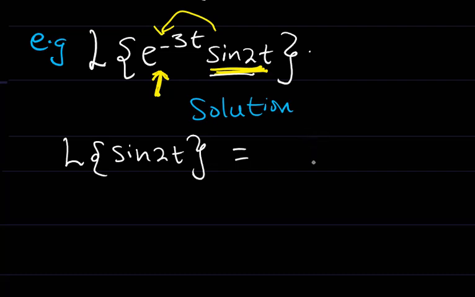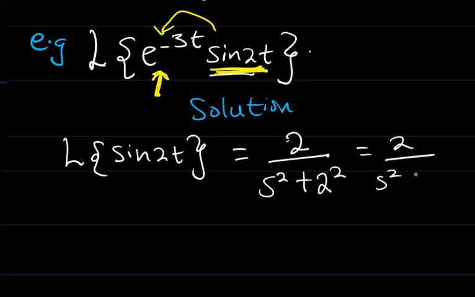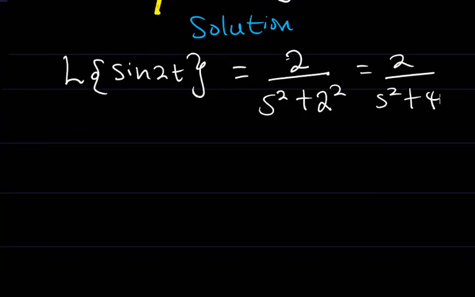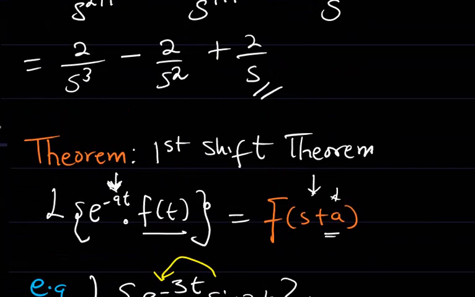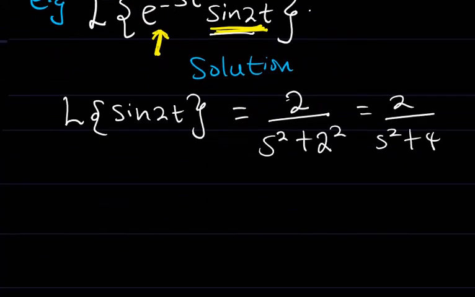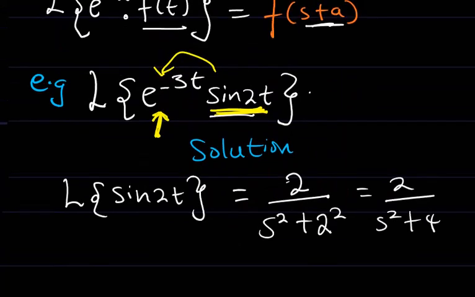Of course, the Laplace transform of sine 2t is going to be 2 all over s square plus 2 square, which of course is 2 all over s square plus 4. So now where is the shift? The shift simply means that in place of s in this f of s, we are replacing it with s plus a. And of course, you know what the a is. In this case, in this shift, a is 3.